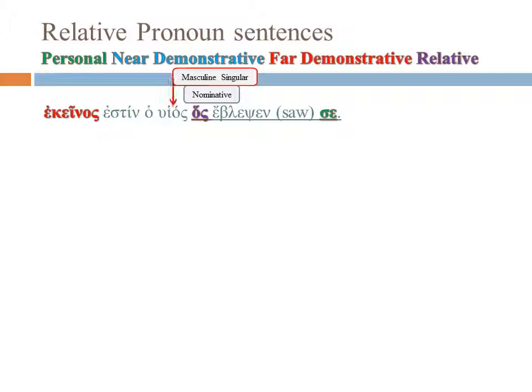And then we look back in the main clause and ask, what is in the main clause that matches masculine singular? So the only word back there that does is huias. So huias is the antecedent for has, and we get that is the son who saw you, who is the subject of this clause, who saw you.